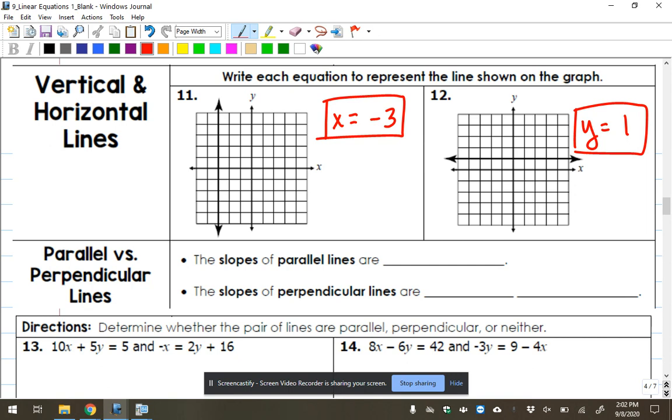The next thing is parallel and perpendicular lines. Again, an Algebra 1 concept. I'm not 100% sure you did equations of parallel and perpendicular lines in junior high. I know you did them in Algebra 1. So slopes of lines that are parallel are what? Parallel lines have what kind of slopes? The same. They're equal. Parallel lines have equal slopes, the same slope. Perpendicular lines have slopes that are negative reciprocals.